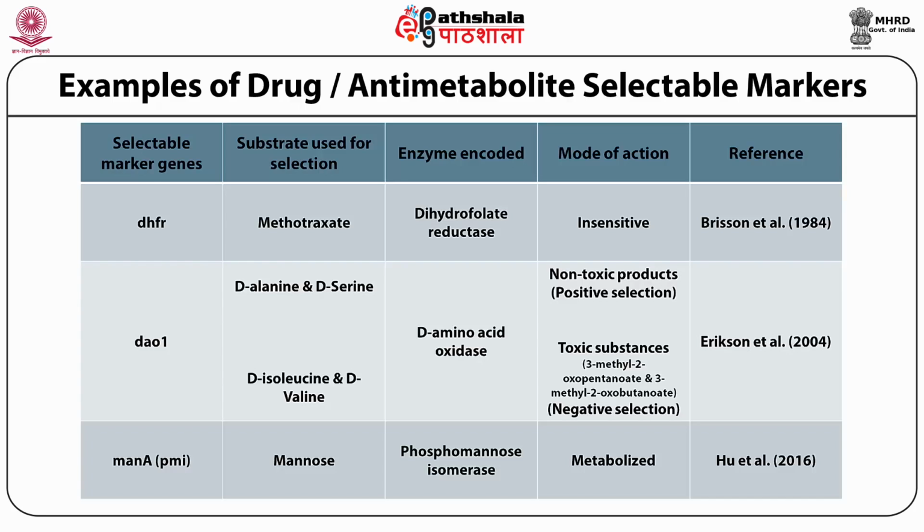The same enzyme also acts upon D-isoleucine and D-valine, and these dextro amino acids, when acted upon by amino acid oxidase, can be converted into toxic substances. So in the presence of these amino acids, toxic substances are produced due to the activity of this particular enzyme. So the plant cells will be killed because of this. So this is known as negative selection.